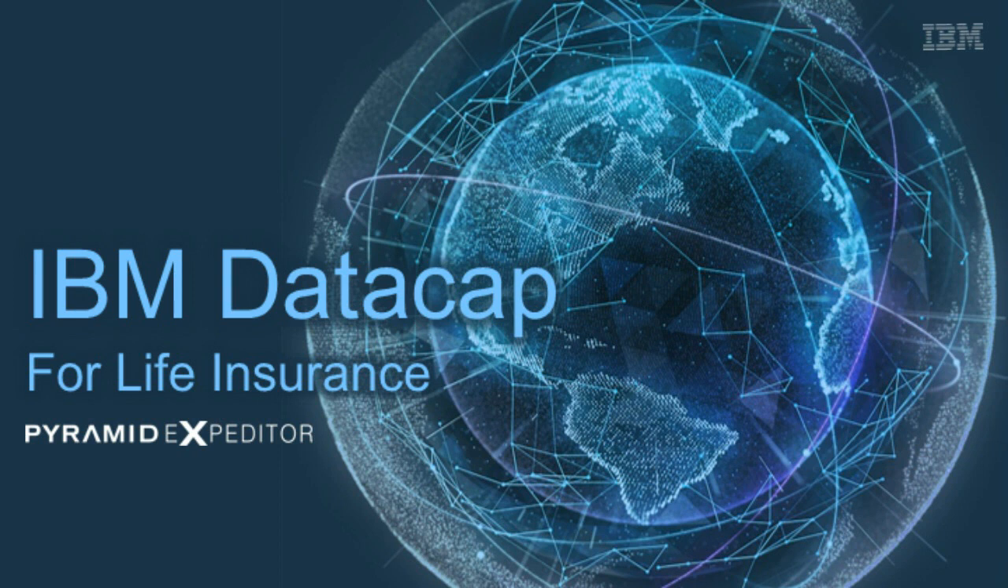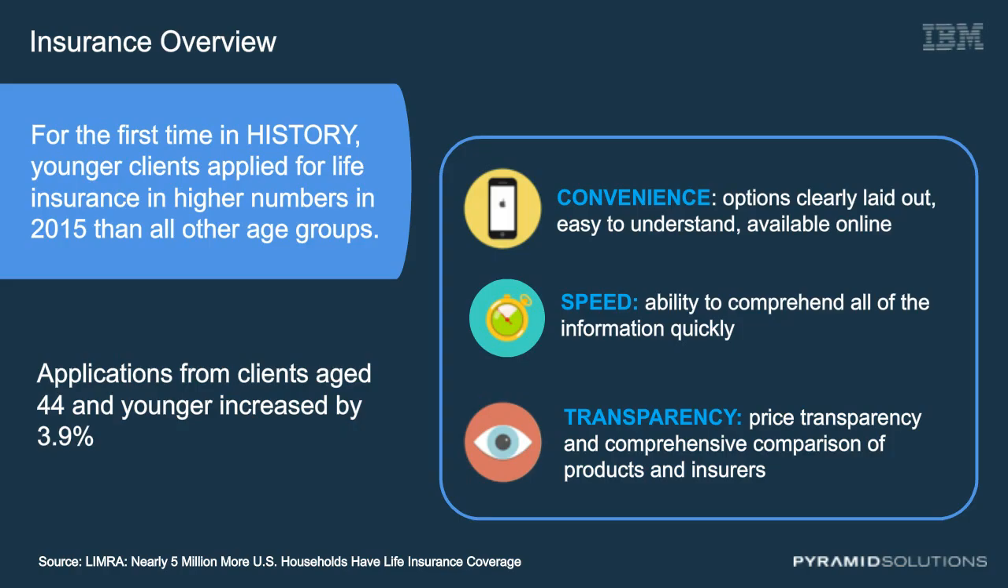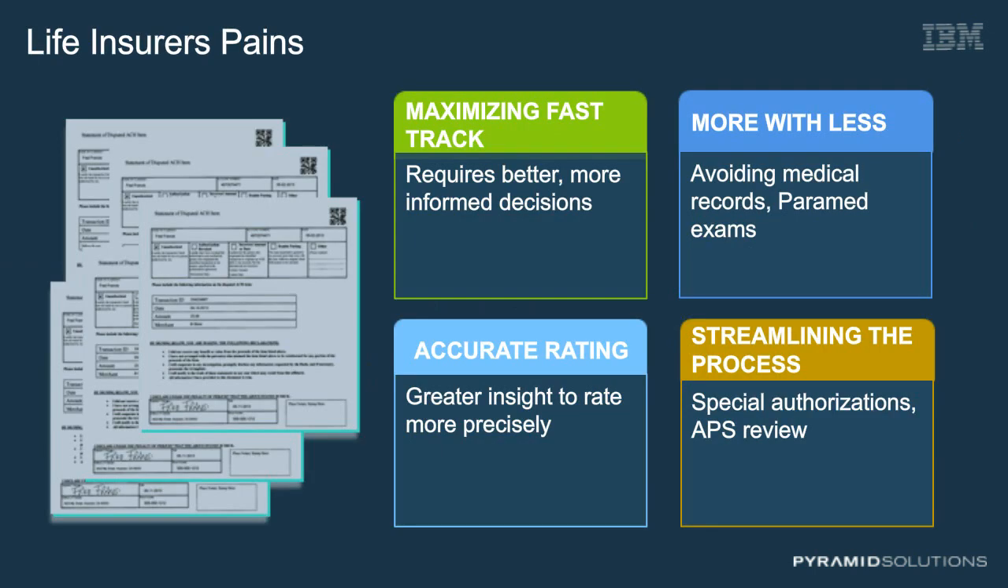There's no room for taking the time to do the blood test, to do the physicals. They have to have more speed. They have to have more transparency and, more important, accuracy in how they're processing these new applicants. And in fact, the younger applicant now actually wants to have a total online experience, and so the insurance companies have to adjust. So what this means for the life insurers is that they have to maximize the fast track.